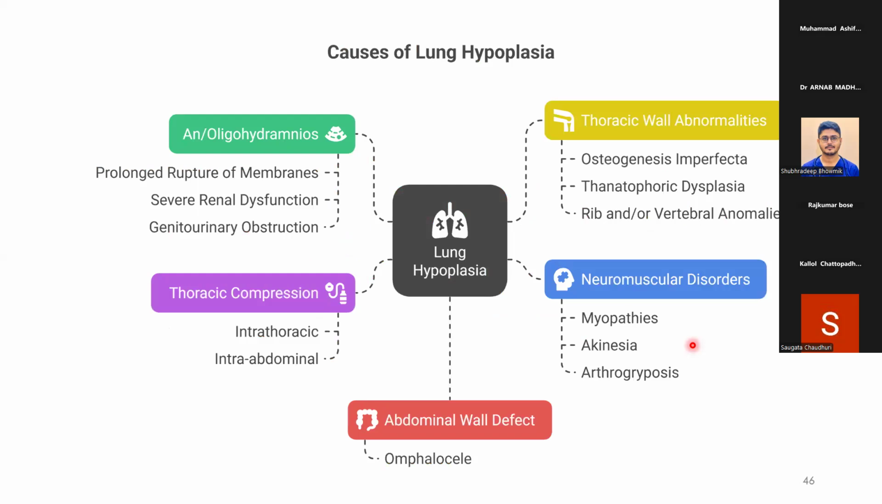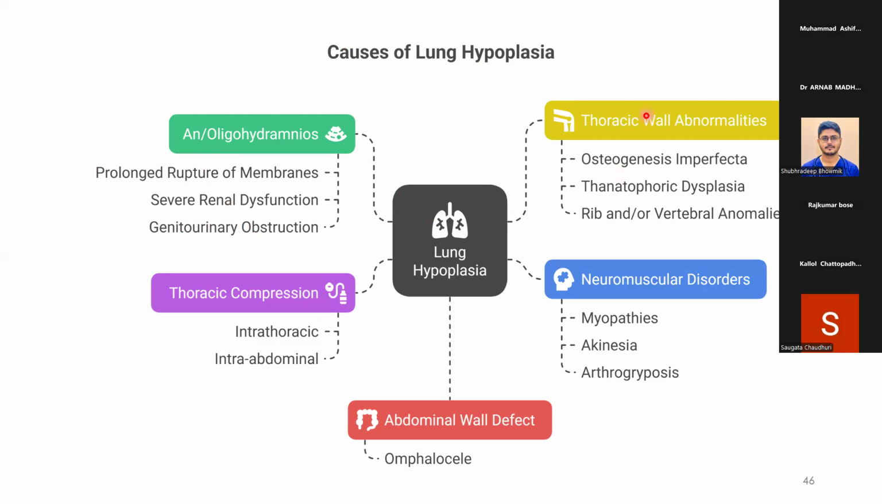Now coming to the third disease pattern we usually encounter in the ICU, that is lung hypoplasia disorder. Why is the lung hypoplastic? Because of decreased lung fluid. The lung fluid decreases because of oligohydramnios, which may be because of PROM or severe renal dysfunction, or there may be genetic obstruction.